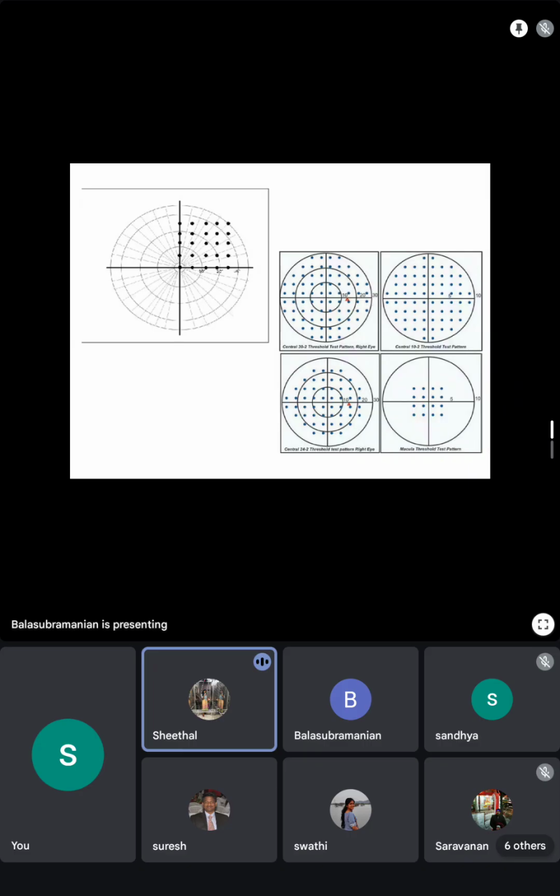So there is a 6-degree resolution, and targets are presented closer to the fovea. Are you talking about the left one or the right one? Left one, ma'am. Okay. Any more?